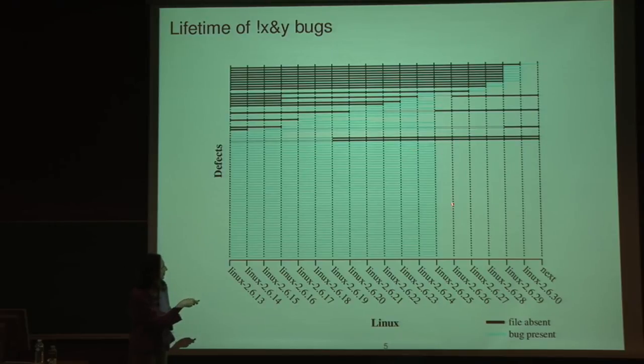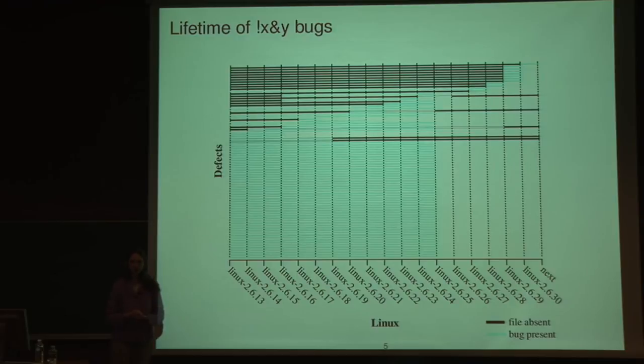Actually, there's a line here where there's a version where there's none of these bugs left. But then you can see over here that they creep back into the code. The black lines mean places where the particular file didn't exist. So what has happened is the bug was fixed in all of the existing files, but new code has been added, and that code has the bug in it again.